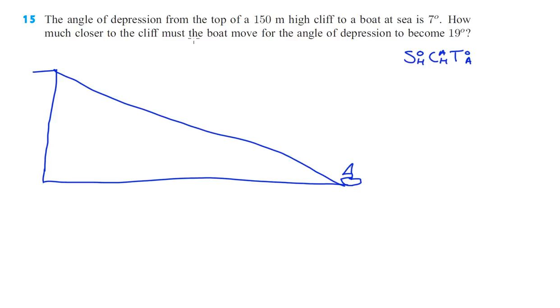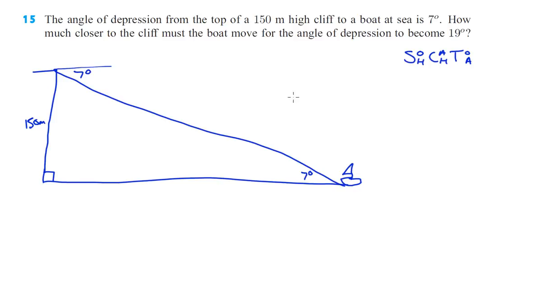Okay, so angle of depression is going to be this here. So this is 7 degrees out to the boat, which means that this here is also 7 degrees here. Okay, the cliff here is 150 meters tall, and again, just kind of assume that that's a straight line. Should be a perfectly vertical line, but it's not.